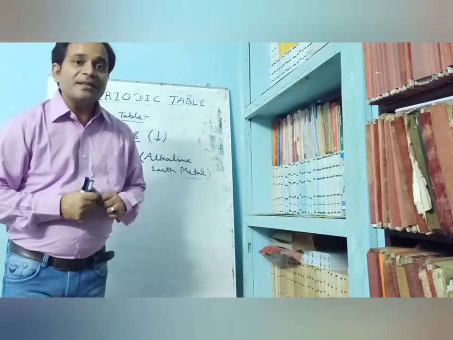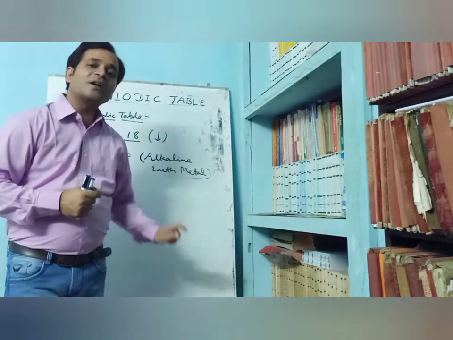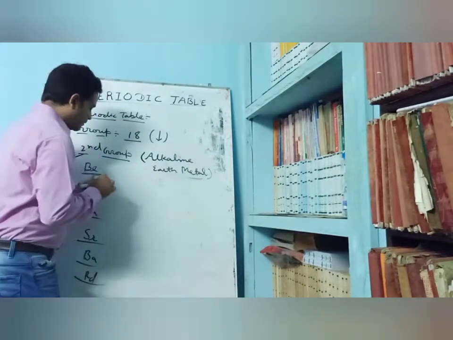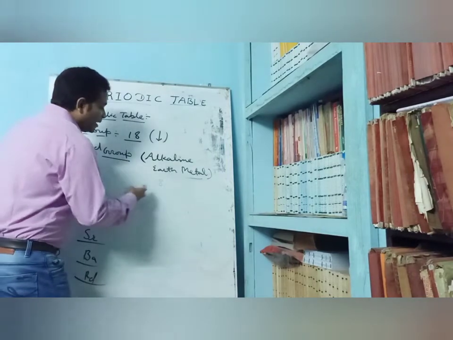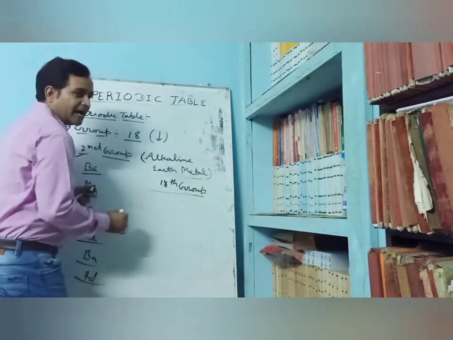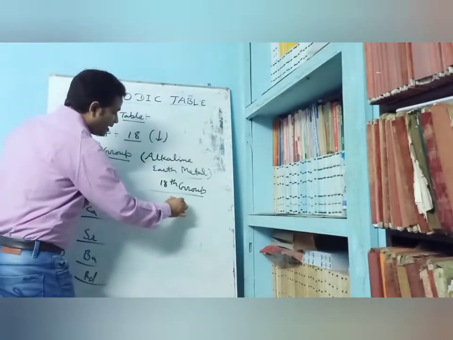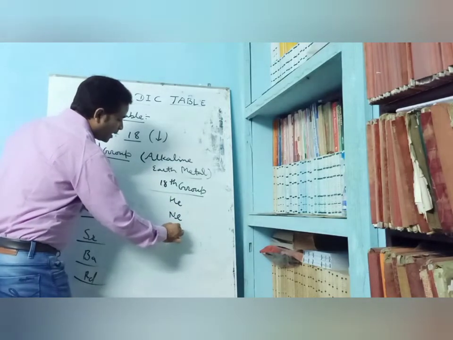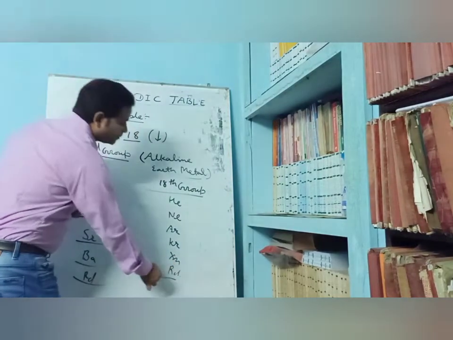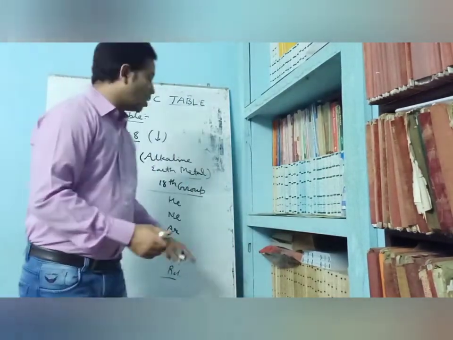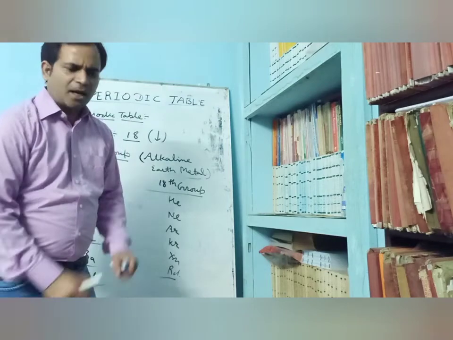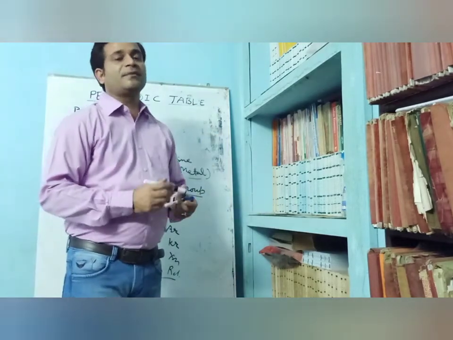How do you learn all these elements? Hina, Nina, or Karina ki Xerox Rani. When I am saying the 18th group of elements, that is the zero group of elements. What are they? Helium, neon, argon, krypton, xenon, and radon. All these elements belong to the 18th group. That is the noble gas, rare gas. It fulfills the inert gas electronic configuration, that is the octet.